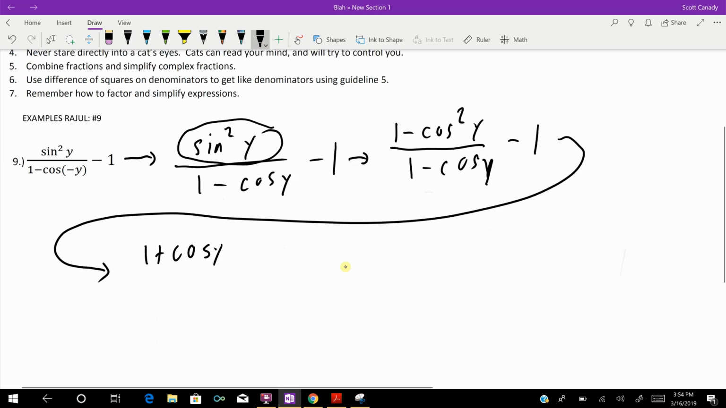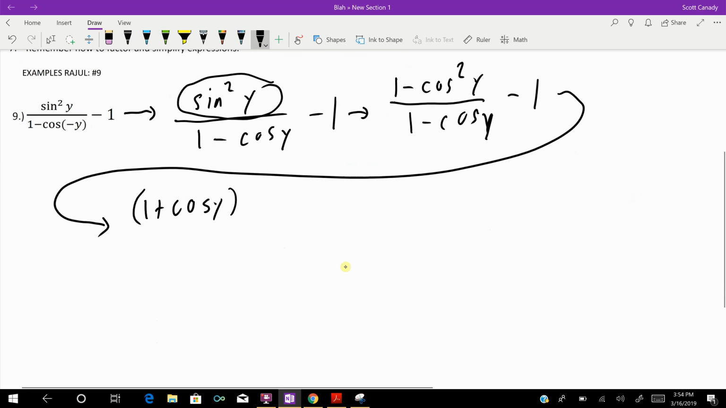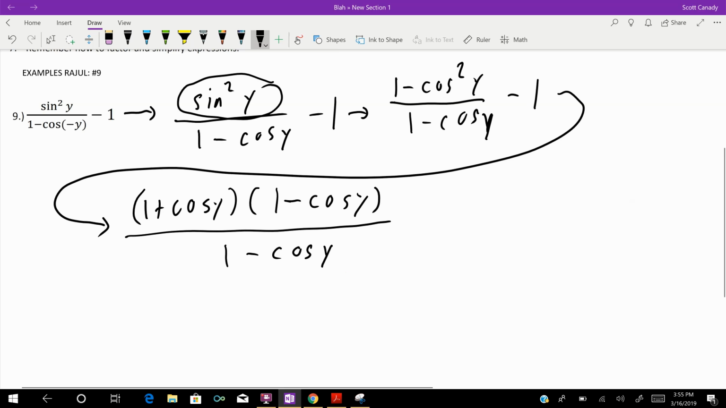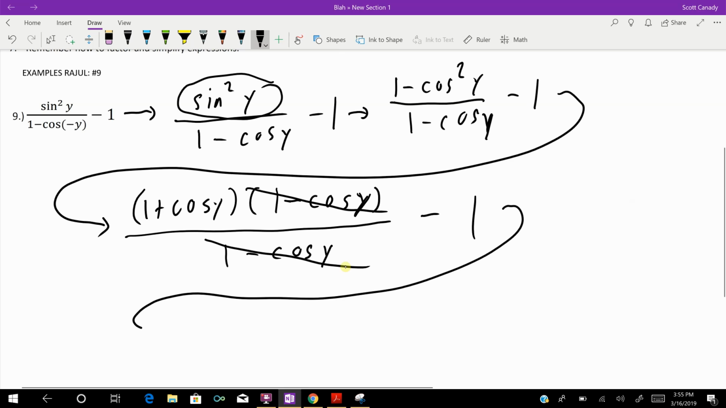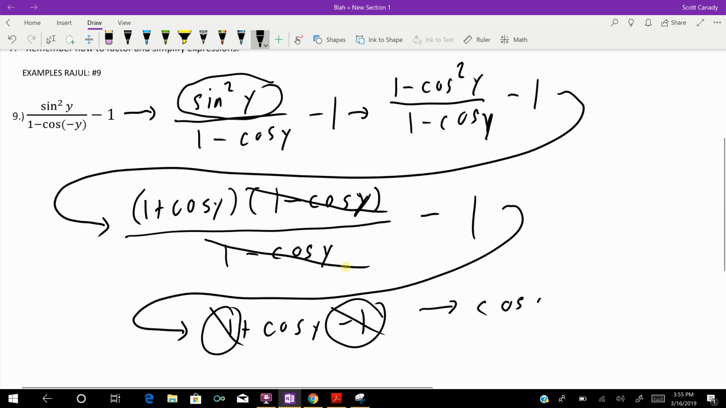Let's go ahead and give myself a little bit more room. Times 1 minus cosine y over 1 minus cosine y, minus 1. And as we can see, we can just cancel that out very easily. This is going to become 1 plus cosine y minus 1. As we can see, the ones are going to cancel out. And you're left with just cosine of y.